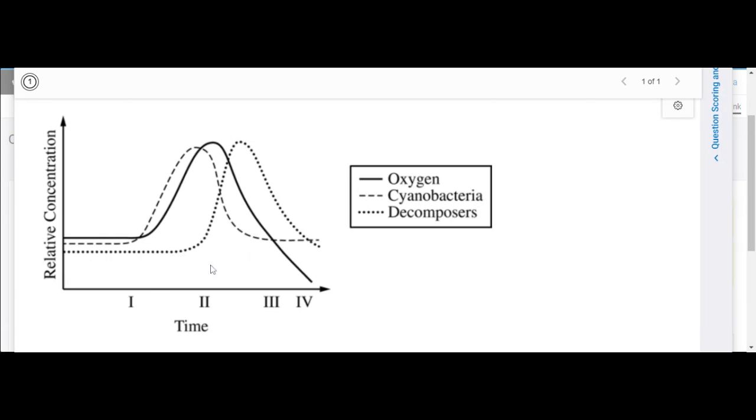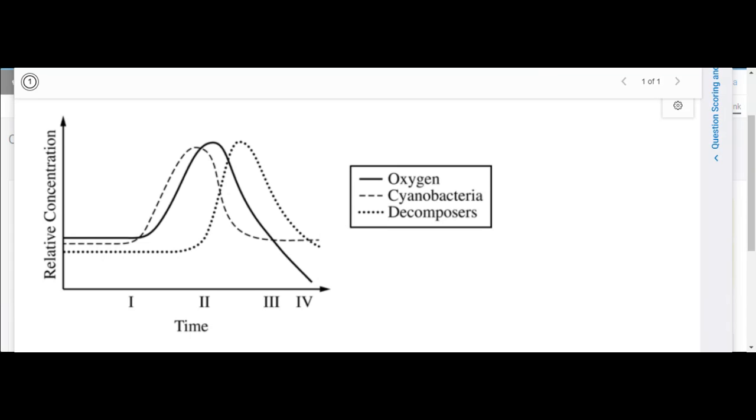So for time interval 1 to 2, what organism do you think is responsible for the rise in oxygen? And what process is going on? Yes. Is it cyanobacteria? Yes, the cyanobacteria. And what process are they doing that is increasing the oxygen? Photosynthesis? That's it. You've got it.